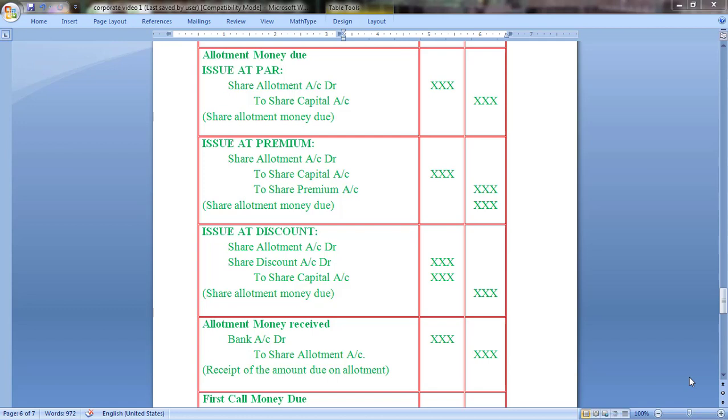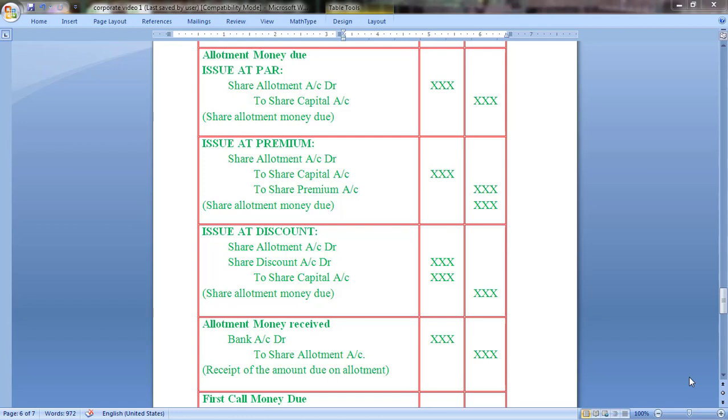Then the next category is discount, that is less than the face value. 10 rupees shares will be issued at rupees 9. Then the 1 rupee is termed as discount. For that also we have to journalize the transactions. In case of normal value, that is par value, the entry is the same, that is share allotment account debit to share capital. So, the amount which is received by way of bank to share allotment is transferred to share capital as share allotment account debit to share capital.